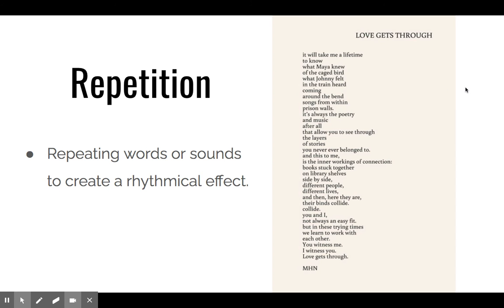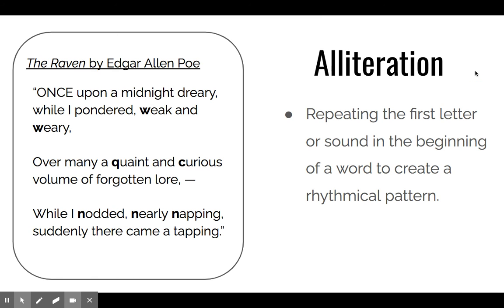So first we got repetition. This one's easy. It's just when you repeat something: words, sounds, shapes of the poem, anything that you think needs to be repeated. Oftentimes this will be used to create a rhythmical effect. Alliteration. This is when you repeat either the first letter or the first sound in the beginning of a word to create a rhythm, a pattern. So you can see this in The Raven by Edgar Allan Poe. We're using W's and Q sounds to create a kind of pattern as you're reading it.